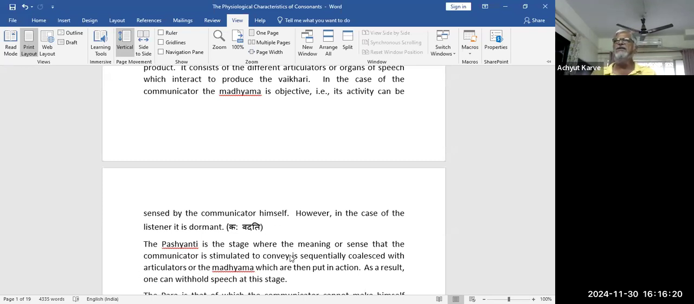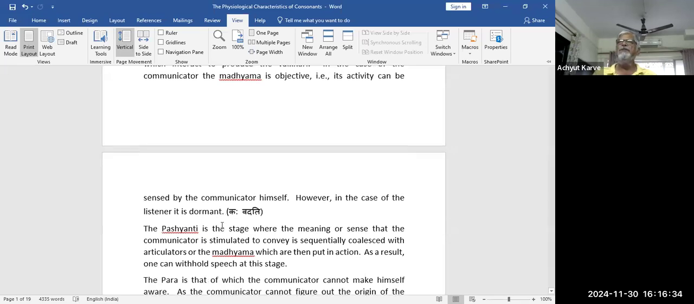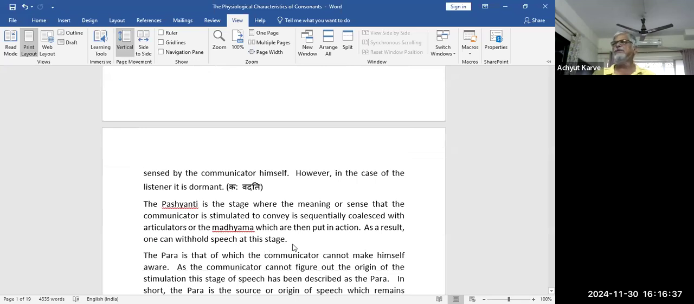The Pashyanti is the stage where the meaning or sense that the communicator is stimulated to convey is sequentially coalesced with the articulators, or the Madhyama, which are then put into action. As a result, one can withhold speech at this stage. So how can you say that there is something called Pashyanti? Because there is a point at which you can hold your Madhyama and the Vaikhari. The point where you can hold it is the Pashyanti.